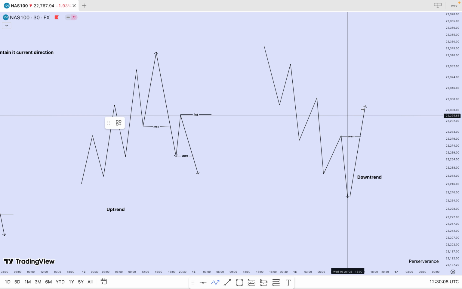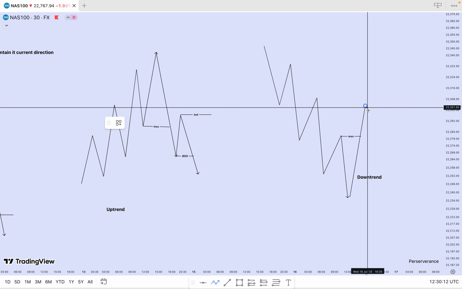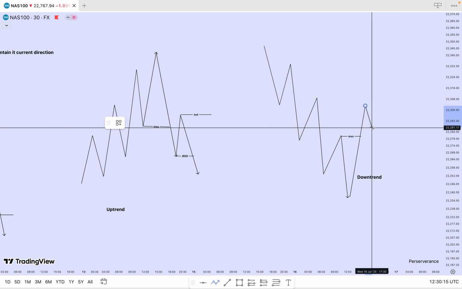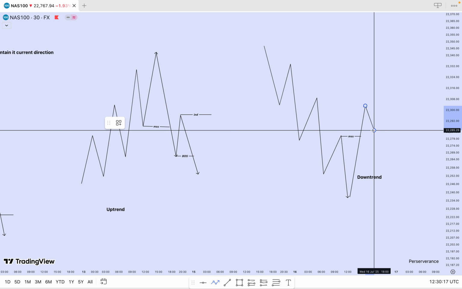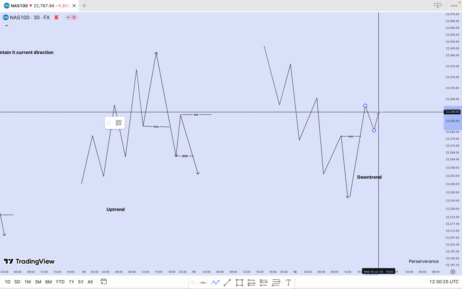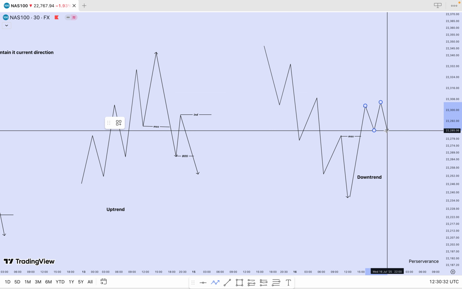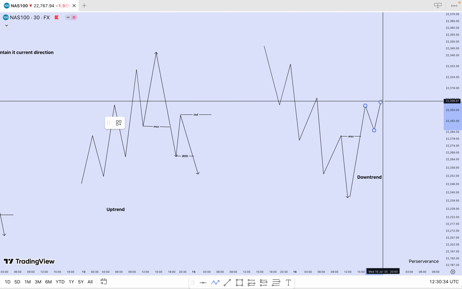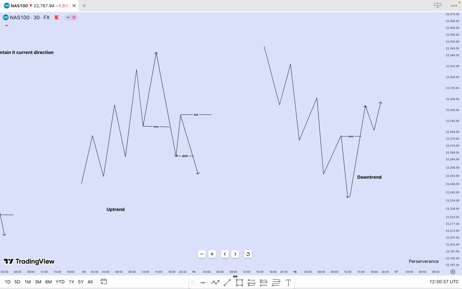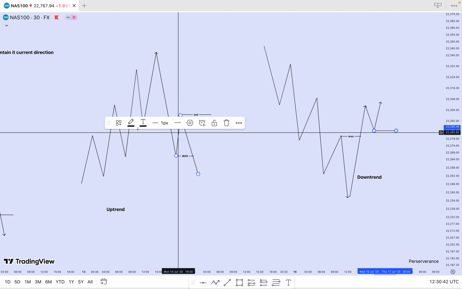And then the first pullback, which is the inducement, if price is going back up, in order for it to be valid, price has to trade above this previous high before coming back. Okay, price has to trade above this previous high before you can mark this place as your inducement.